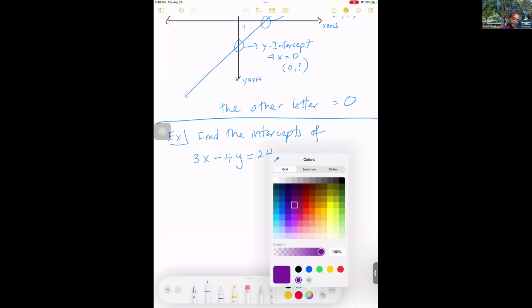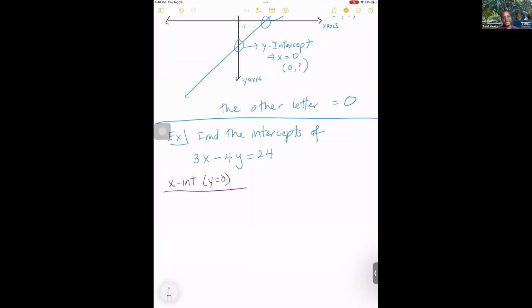So to find the x-intercepts, again, I'll remind myself y equals 0. And again, part of the reason why we like finding intercepts, 0 is a very unique number to work with, right? If you multiply by 0, the answer is going to be 0. If I add or subtract 0, nothing changes, right? And so 0 right here is very efficient when it comes to mathematical calculations. So 3x minus 4, plug in 0 for y equals 24.